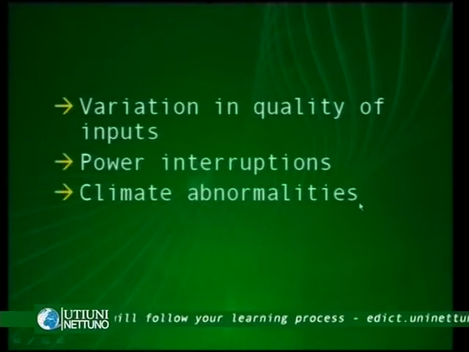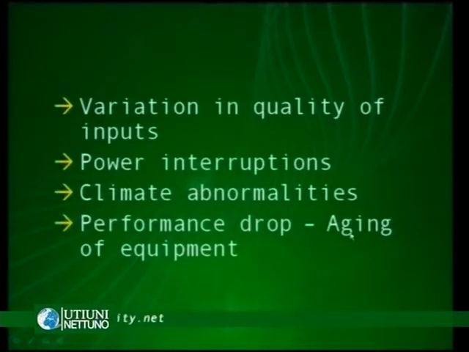climate abnormalities. So if we consider that some facilities are based on refrigerators, changes in the external environmental climate could impact the life of the plant, the operations of the plant itself. So if we consider that a facility could last for 25 years or something, we should observe and predict the changes in the external climate as well. Performance drop, linked to the aging of equipment or the obsolescence of the equipment and so on. So when it comes to the study of the production process, we should consider all these elements.